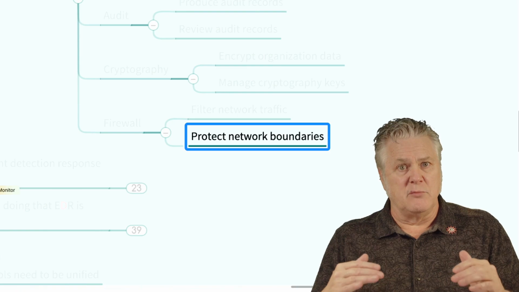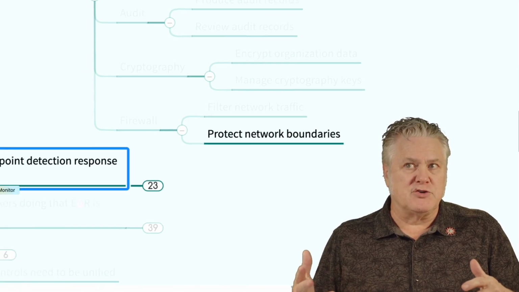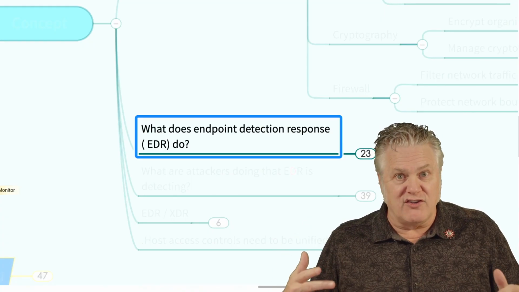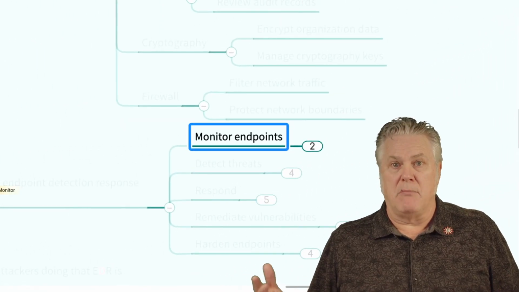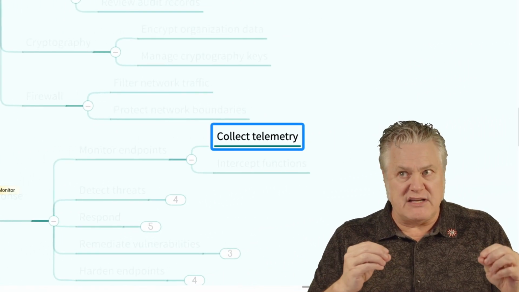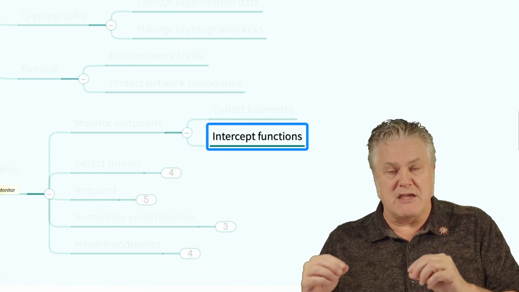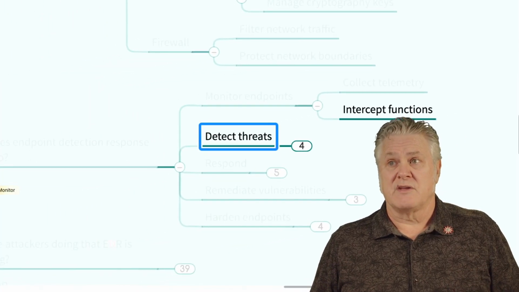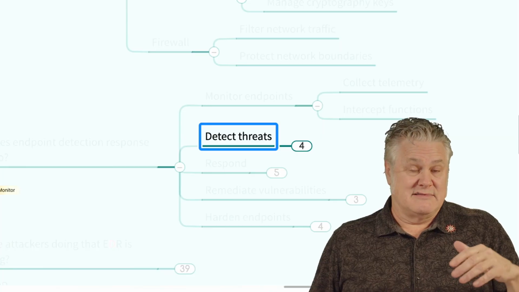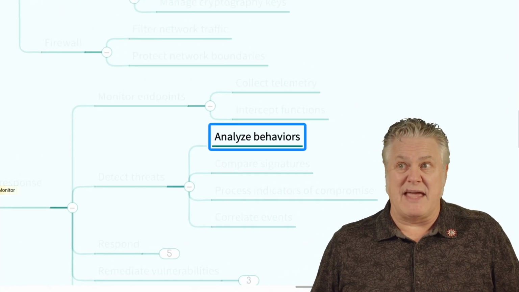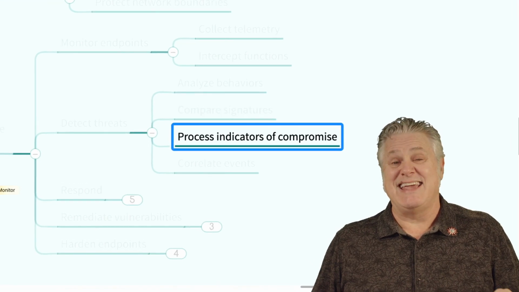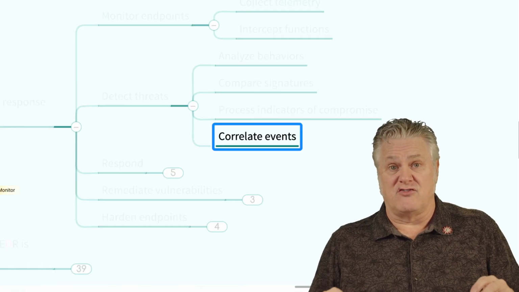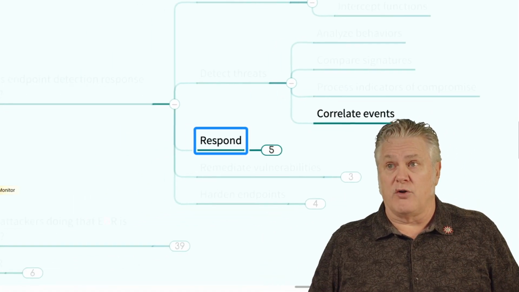We're going to drill a little bit deeper into the place that most people don't talk about, and that's the endpoint detection response. That's the EDR. Okay, what does the EDR do? Well, it monitors endpoints. It collects the telemetry data and intercepts functions that may be being called by our adversaries, or maybe end users are trying to do something that they shouldn't. It detects threats. So it's endpoints. It detects what? Analyzing the behavior, comparing signatures, processing indicators of compromise to a centralized location, and correlating those events to a centralized location so that we can see an attacker moving throughout our organization.